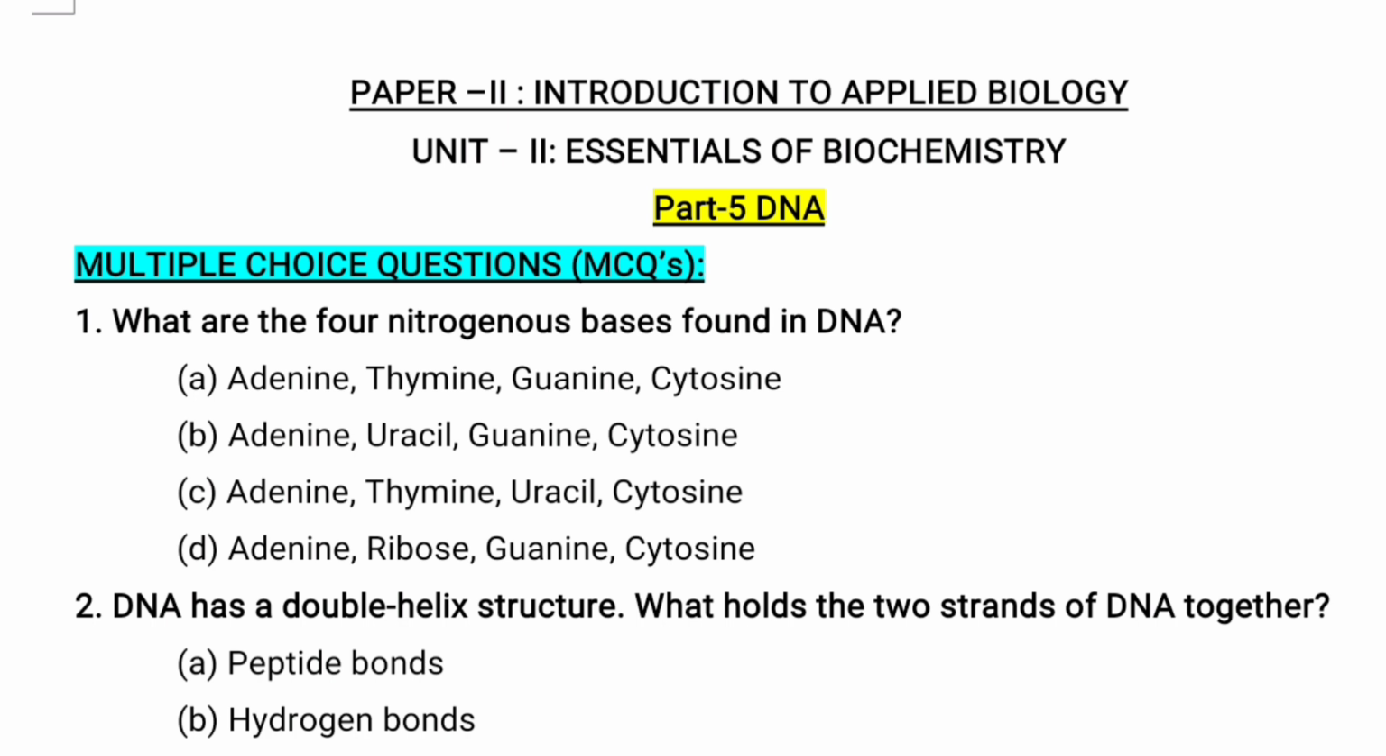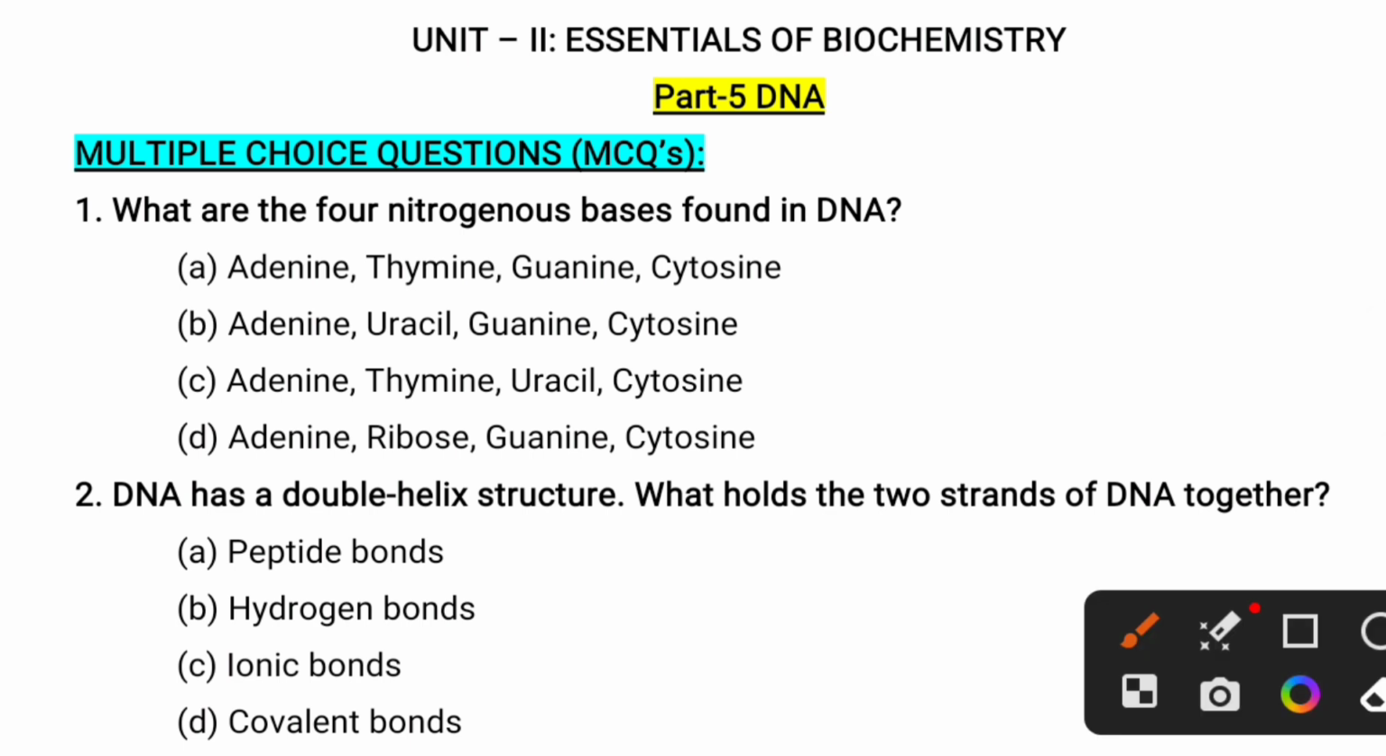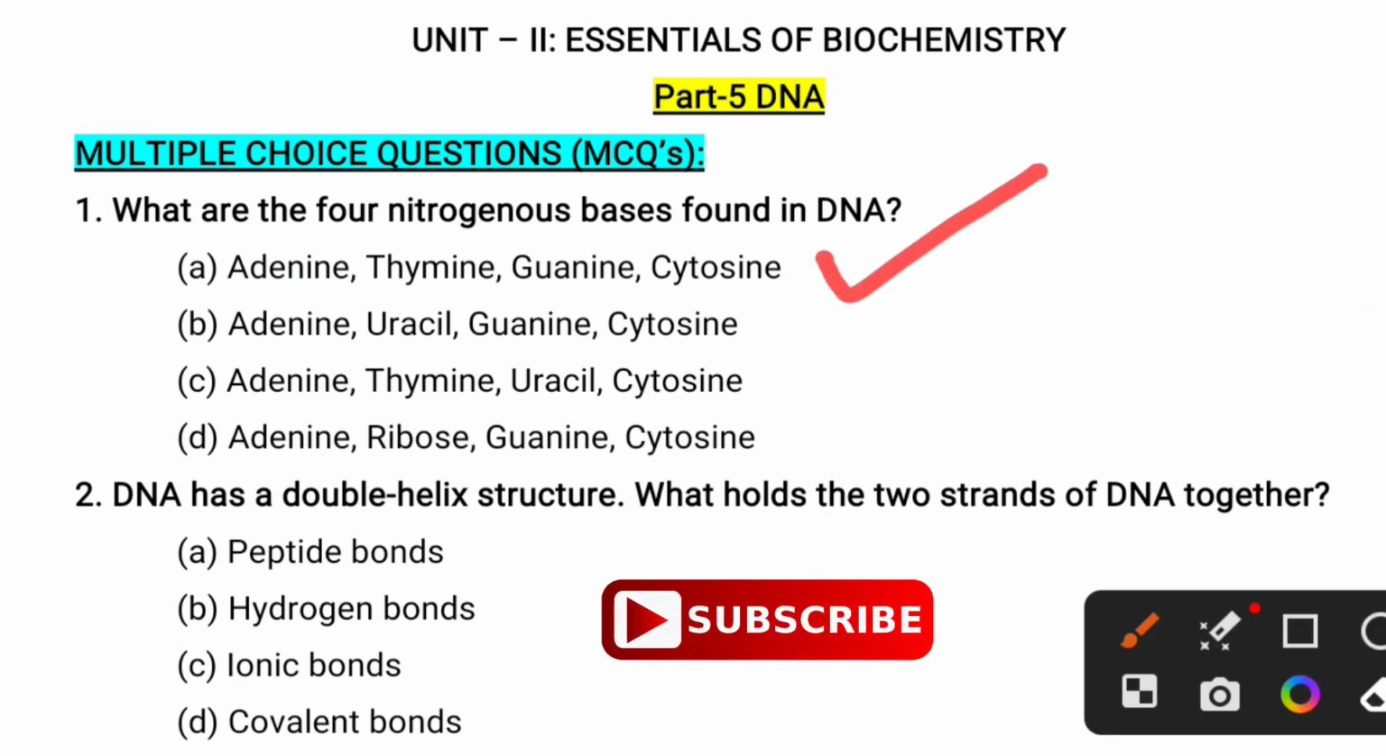So let's see the first category of questions, multiple choice questions. Okay, so what are the 4 nitrogen bases found in DNA? Options are: adenine, thymine, guanine, cytosine; adenine, uracil, guanine, cytosine; adenine, thymine, uracil, cytosine; adenine, ribose, guanine, cytosine. So the correct answer is the first one: adenine, thymine, guanine and cytosine.